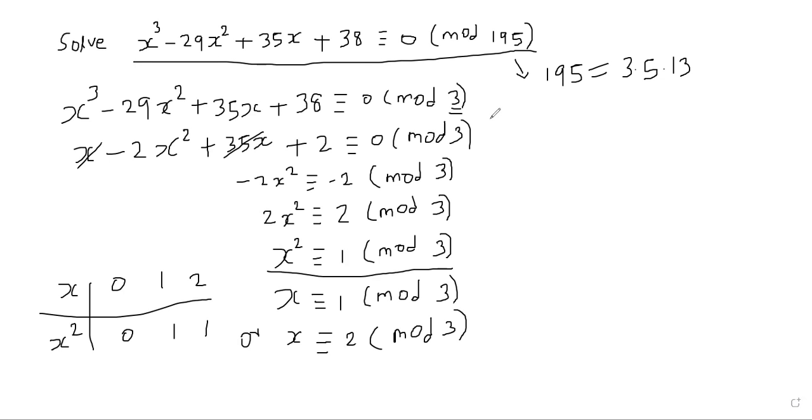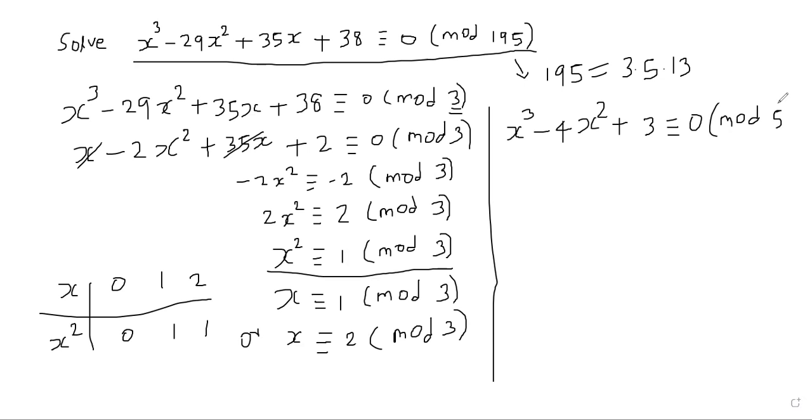Okay. Similarly, we continue this process for 5. This is the case mod 3, and we found out x can be either 1 mod 3 or x is congruent to 2 mod 3. Okay, these are the two possible solutions for mod 3. For mod 5, we again have to simplify this original equation. It will become x cubed minus 4x squared, because in mod 5, 29 is the same as 4, and 35 becomes 0 in mod 5. 38 becomes 3, right? Is congruent to 0 mod 5.